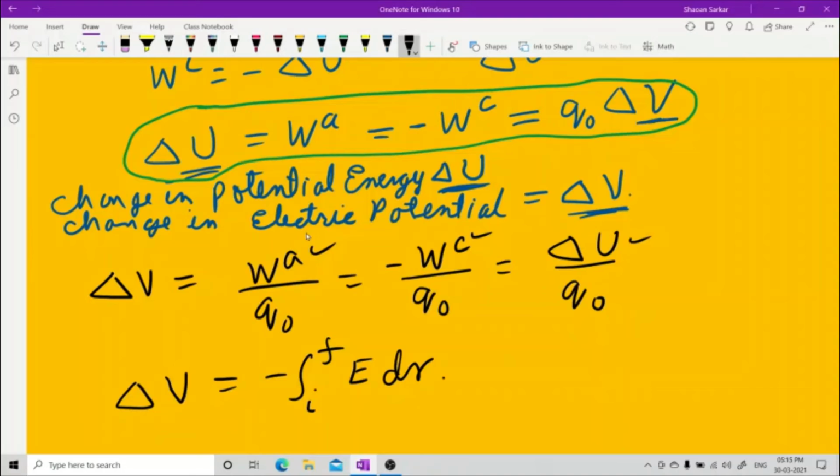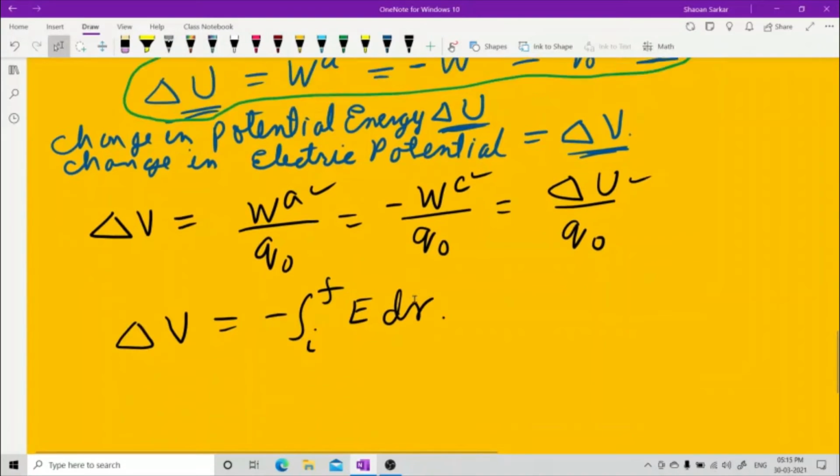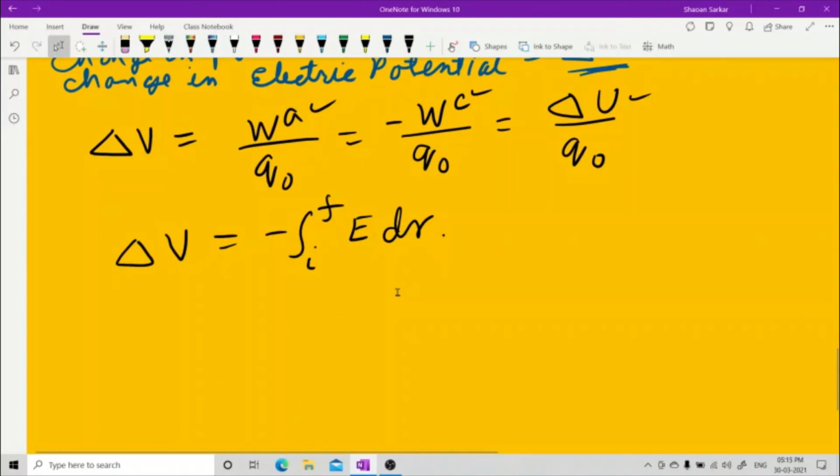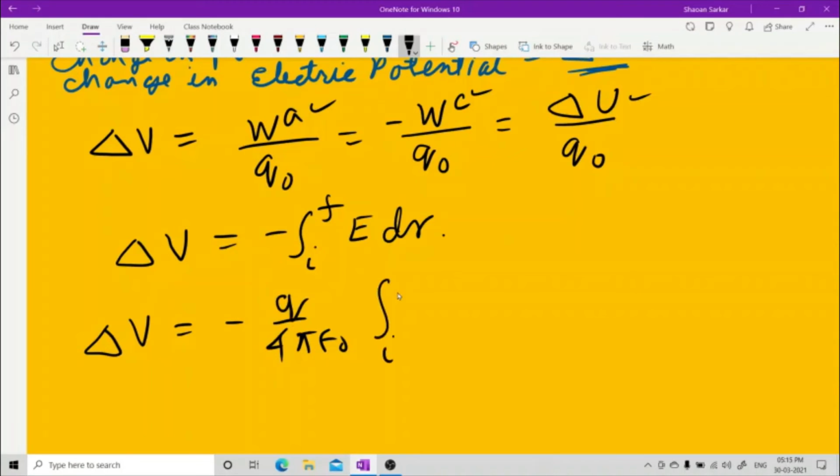Now, suppose I want to find the change in potential. What is the expression for E? I already know the expression for E. The change in potential is minus 1 by 4 pi epsilon naught, you take Q out, initial to final, 1 upon R square dr.